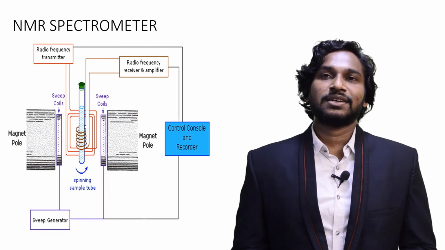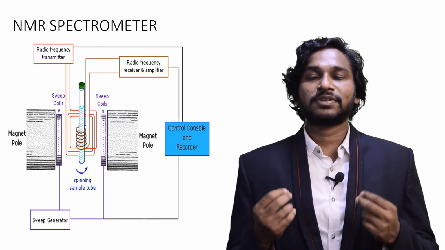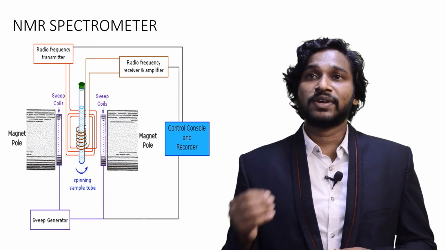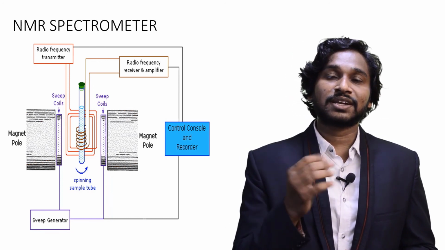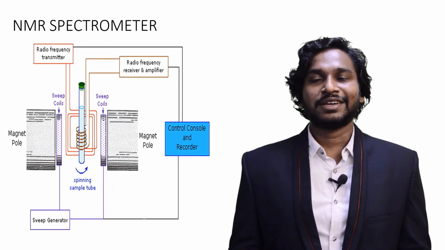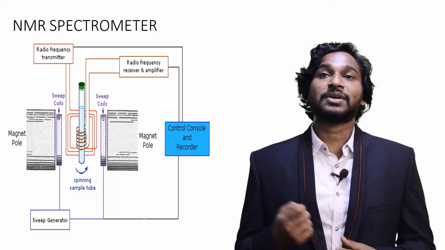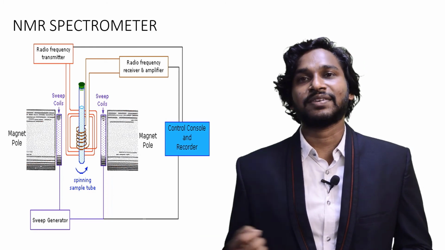In general, the radio frequency is kept fixed. The magnetic field is varied until the resonance condition is reached. And here in NMR we can record the chemical shift, that is the shielding and de-shielding effects.